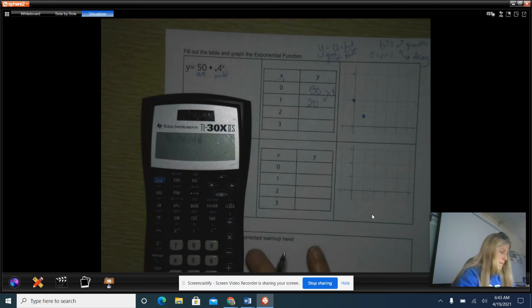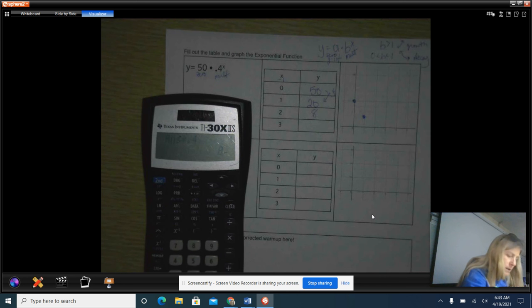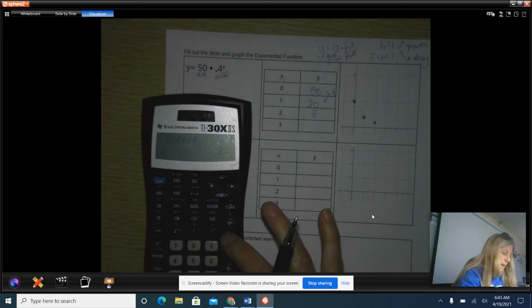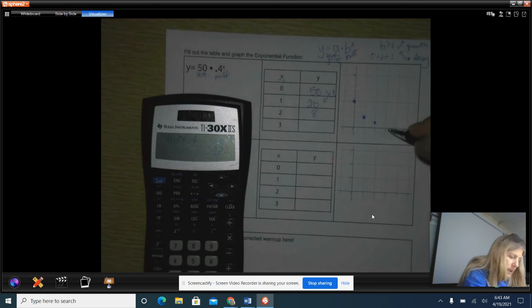Okay, I'm going to continue that. 20 times 0.4 is 8. So I'm going to have 2, 8. Then I'm going to multiply that times 0.4. And I'm going to get 4, 3.2. And that's going to continue.